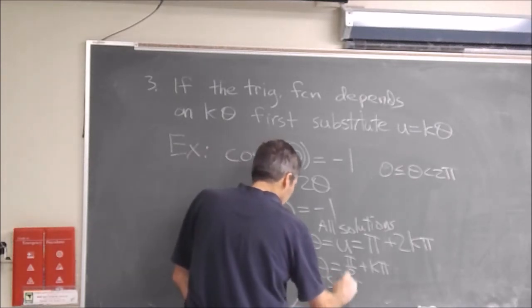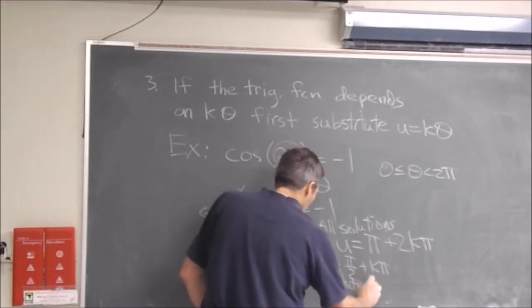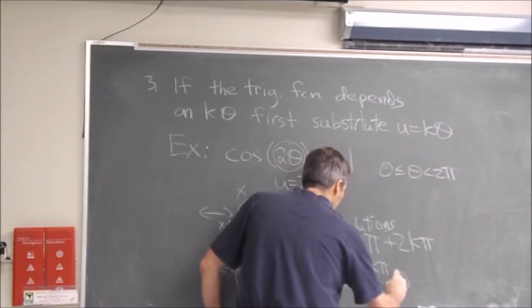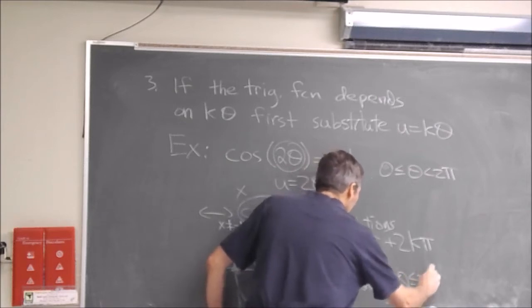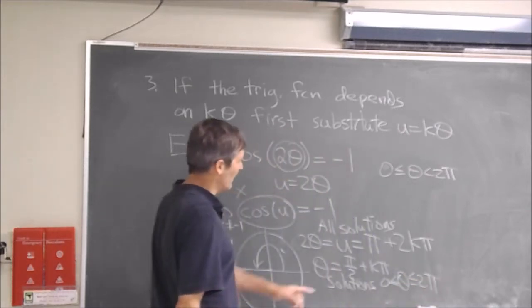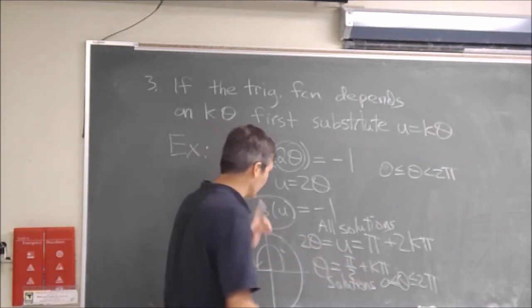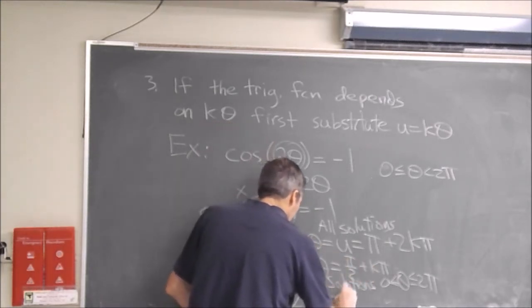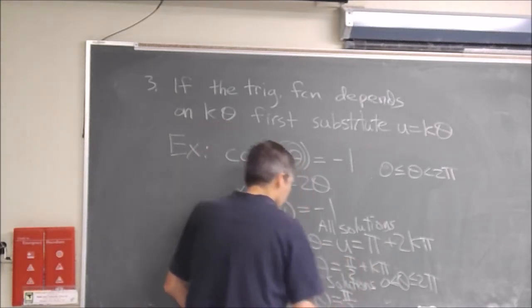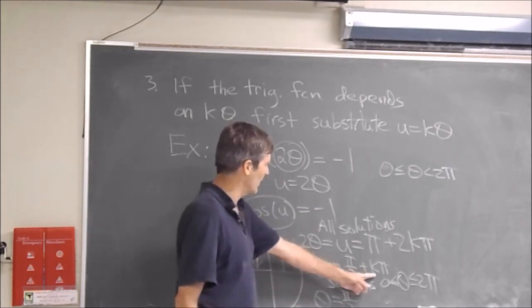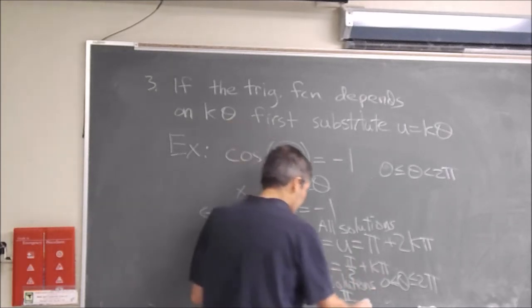Now we want solutions theta between 0 and 2 pi. Well, we try k equals 0 and we get pi over 2. That's 1. Theta equals pi over 2. Then we try k equals 1. We get pi plus pi over 2. That's 3 pi over 2.